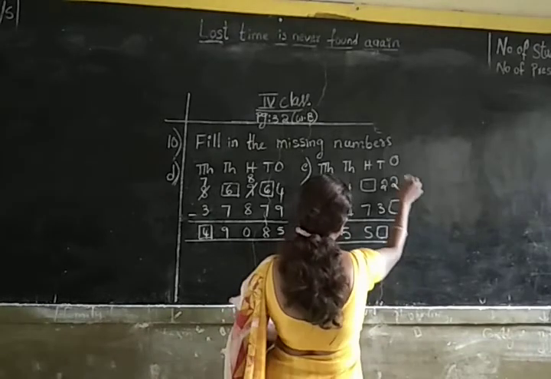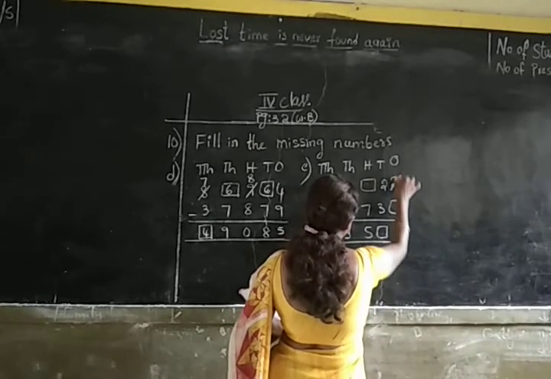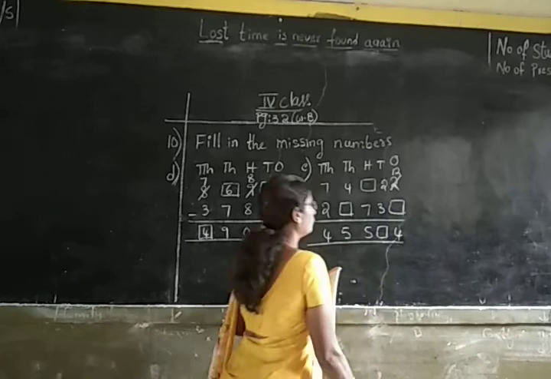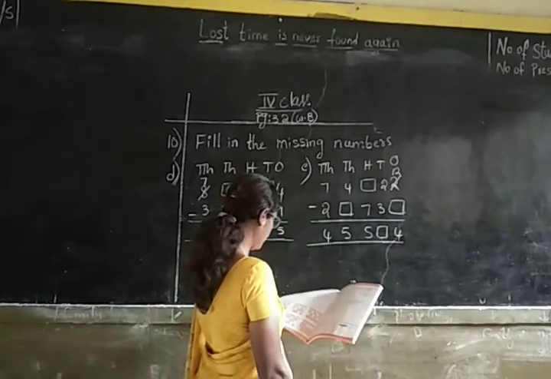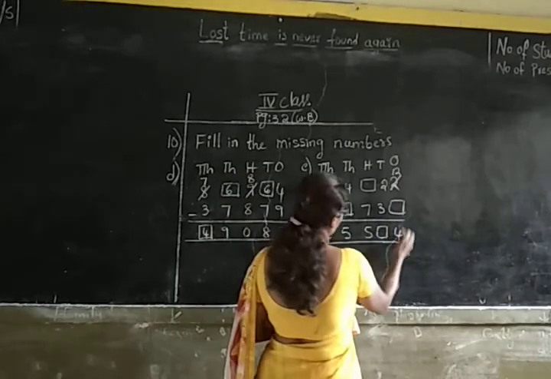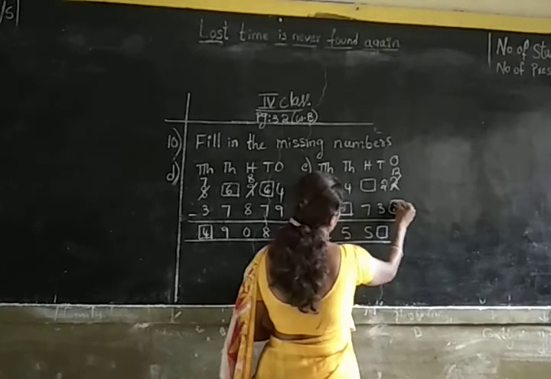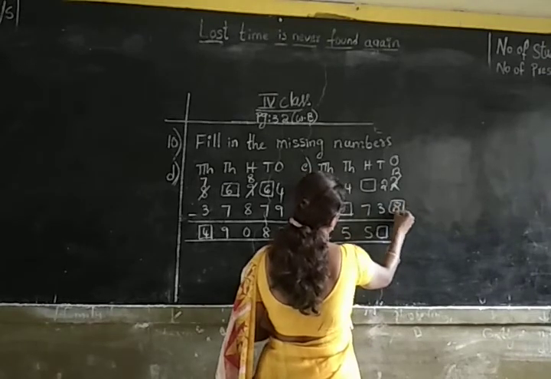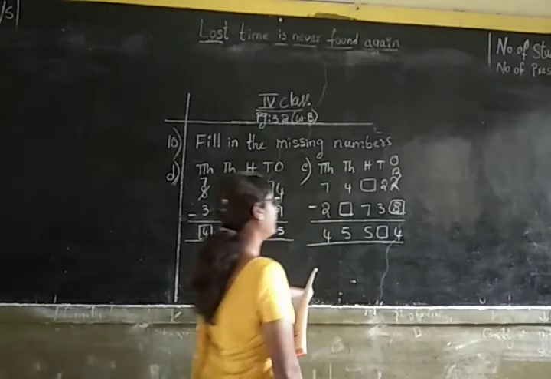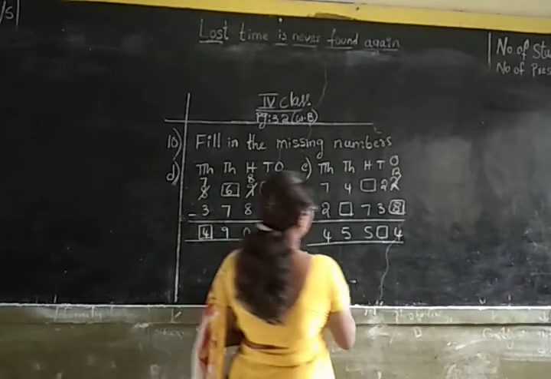So here this number will become 12 if we borrow. 12 minus 4 is how much? 12 minus 4 is 8. So the missing number here is 8.